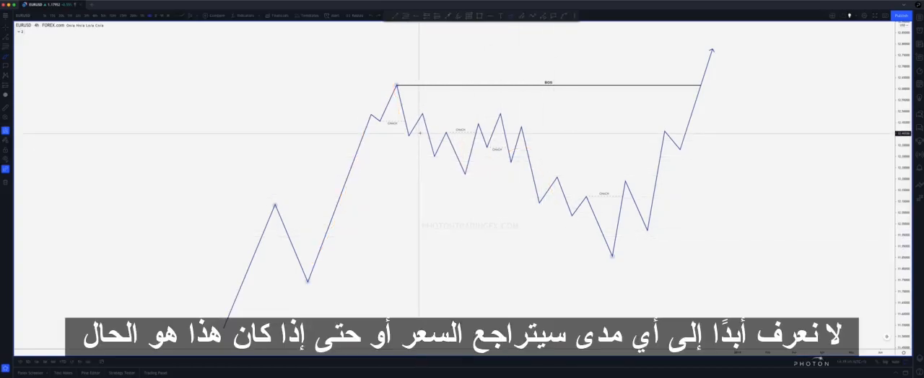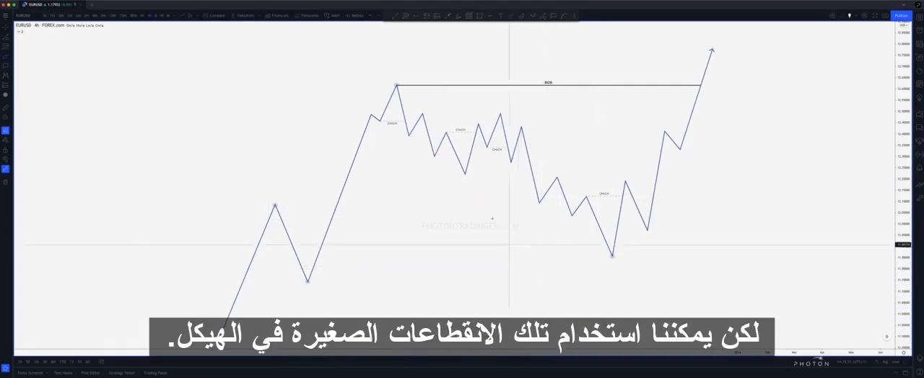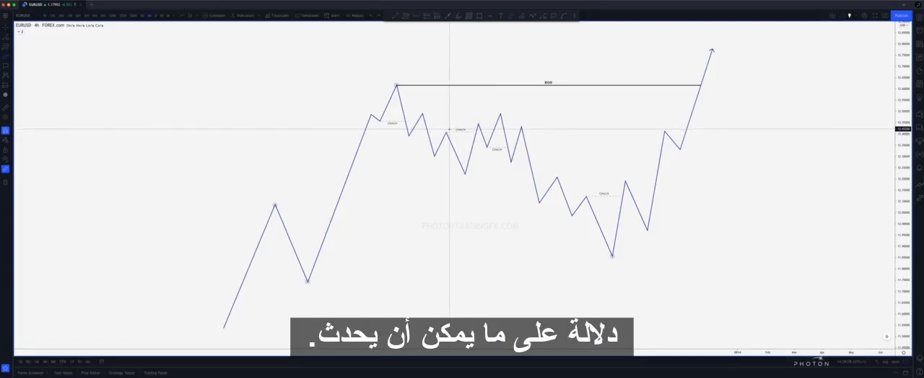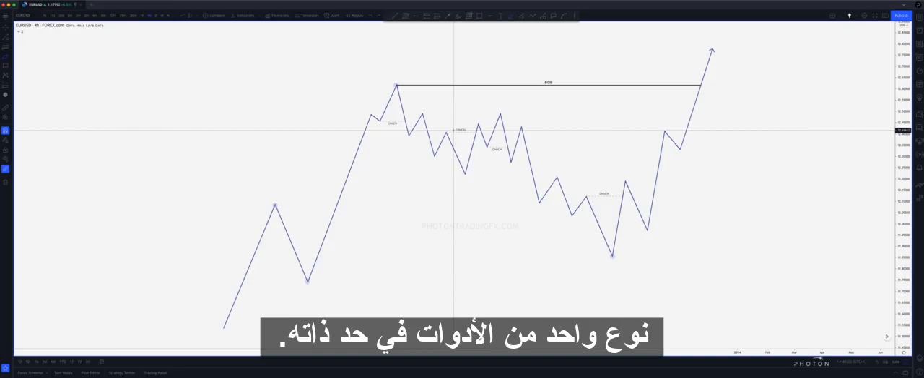Now, we never know how far price is going to pull back, or even if that's actually going to reverse and cause a swing lower low. But we can use those minor structure breaks and that internal structure change of character to give us an indication of what may be happening. So change of character is essentially just one tool on its own.